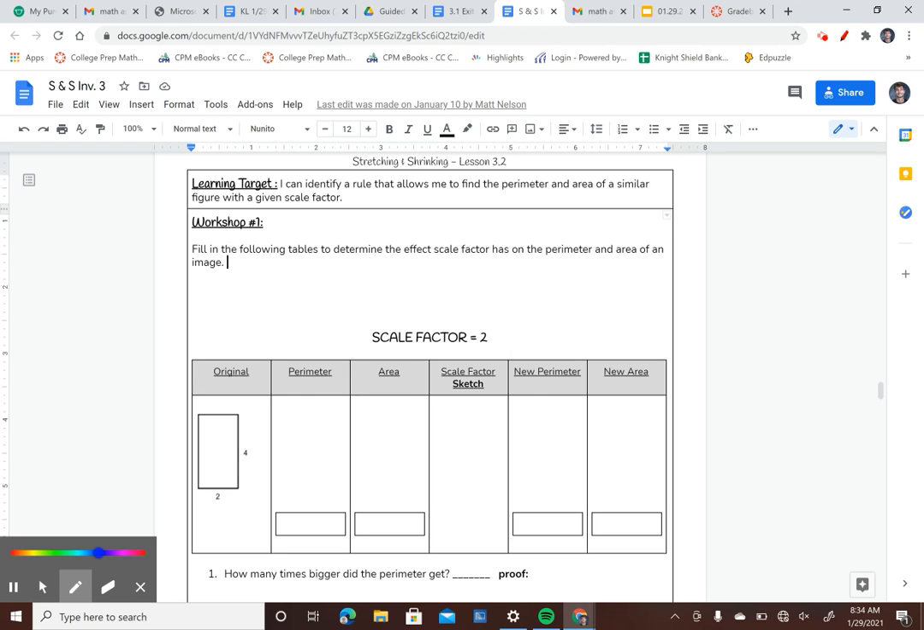All right, so it says here for our learning target, we can identify a rule that allows us to find the perimeter and area of a similar figure with a given scale factor. And so if we look at workshop number 1 here, it says fill in the following tables to determine the effect scale factor has on the perimeter and area of an image. And so the scale factor is 2, which means the number we're going to multiply our sides by is 2.